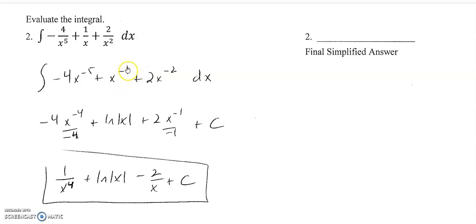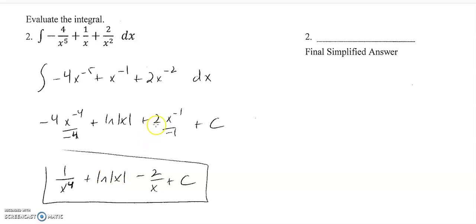So the integral of x to the negative 1 is ln absolute value of x plus 2, the 2 stays in front. Negative 2 plus 1 is negative 1, divide by negative 1, and then don't forget your plus c. Then we simplify. We have negative 4, x to the negative 4 over negative 4. Negative 4 divided by negative 4 is 1. X to the negative 4 can move to the denominator, so we have 1 over x to the 4, plus ln of absolute value of x.